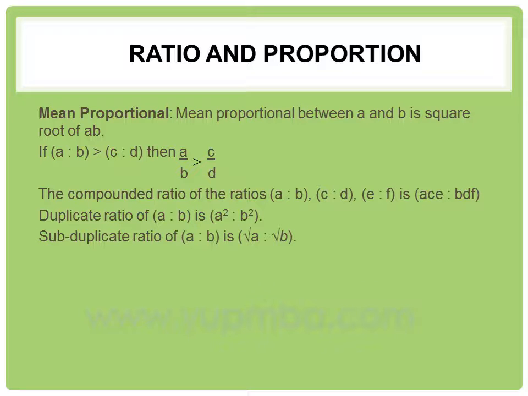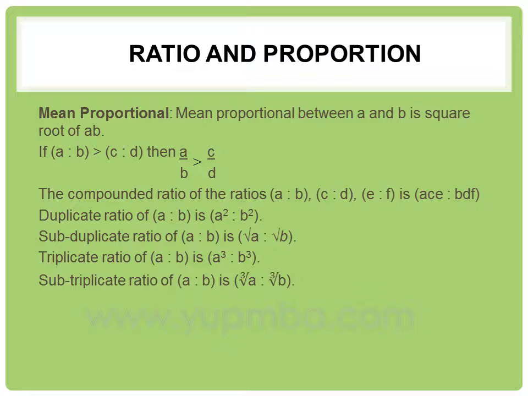Subduplicate ratio of A is to B is root A is to root B. Triplicate ratio of A is to B is A cube is to B cube. Subtriplicate ratio of A is to B is cube root of A is to cube root of B.